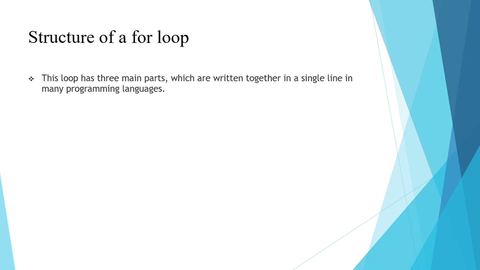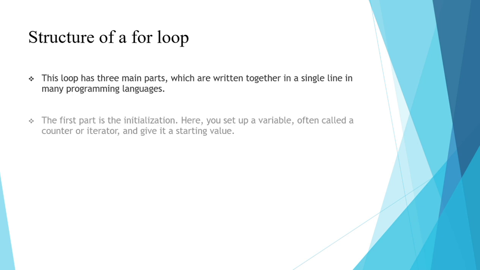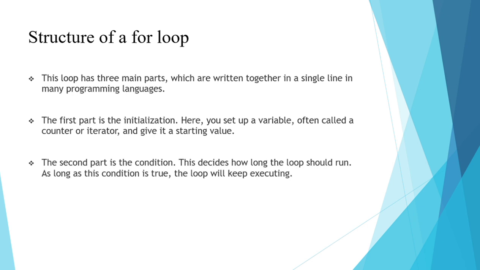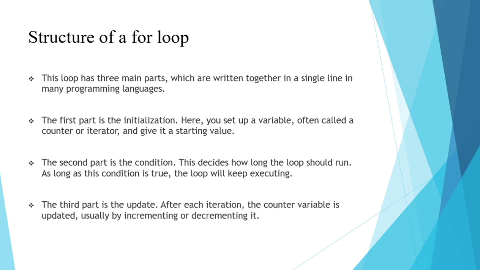Now, let's talk about the structure of a for loop. This loop has three main parts, which are written together in a single line in many programming languages. The first part is the initialization. Here, you set up a variable, often called a counter or iterator, and give it a starting value. The second part is the condition. This decides how long the loop should run. As long as this condition is true, the loop will keep executing. The third part is the update. After each iteration, the counter variable is updated, usually by incrementing or decrementing it.